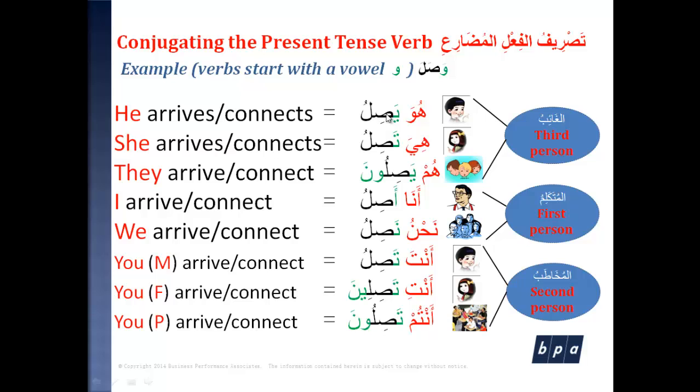So the remaining two letters from the original verb, the sad and the lam: the sad has a kasra and the lam has a dhamma. That stays the same with all except again with anti. Anti tasilina. The lam took a kasra instead of a dhamma to accommodate the vowel after.